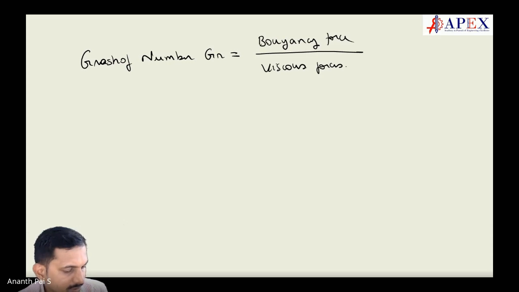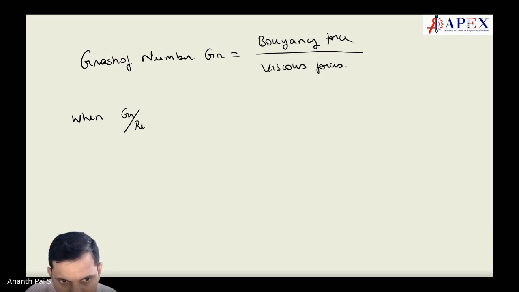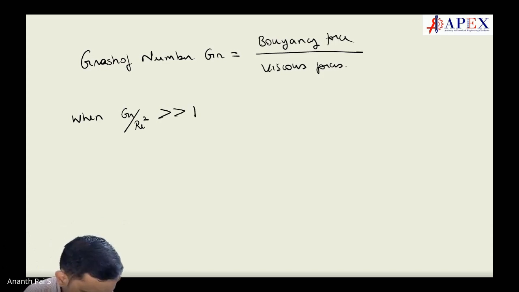Now this is done. Now one of the main things in natural convection, in pure natural convection, is when GR by RE square is much greater than 1, which is natural convection.